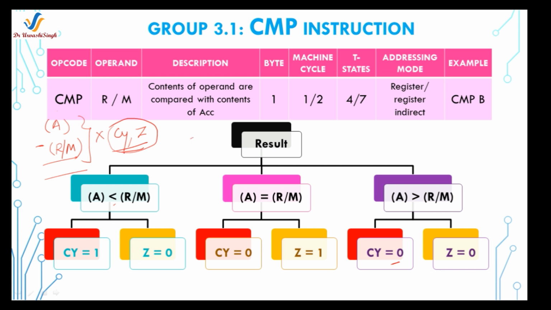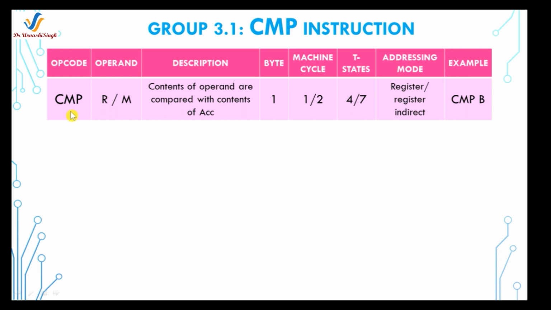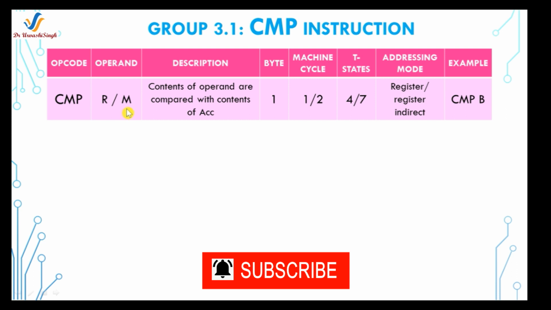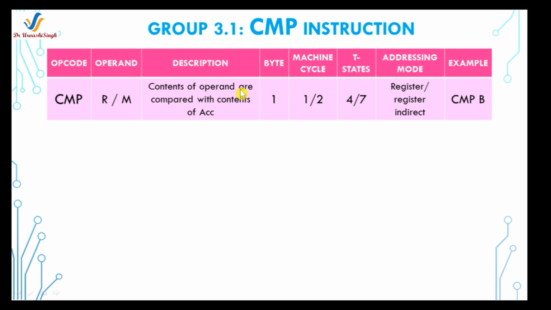So now let's understand the CMP instruction. CMP is the short form of compare. In this instruction, operand can be any general purpose register or the memory location contents. This memory location address is specified in HL register pair. Here the contents of operand are compared with the accumulator content. Let's understand by taking the example.